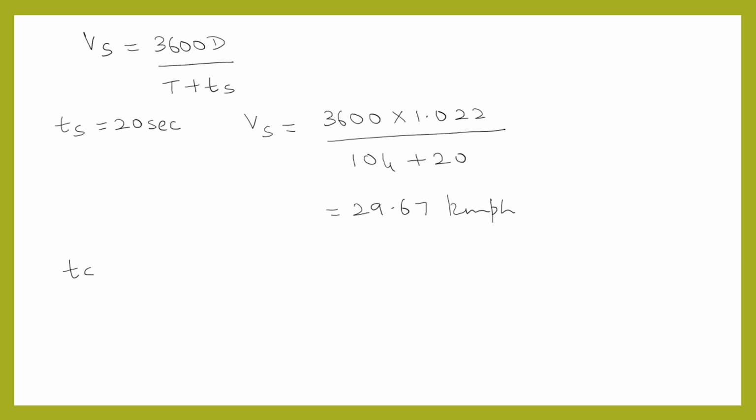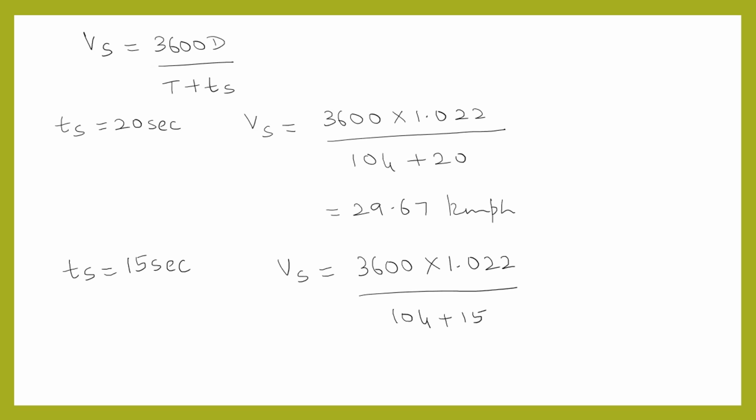Schedule speed for a station stop of 15 seconds is Vs equal to 3600 into 1.022 by (104 plus 15). So we get the schedule speed as 30.917 km per hour. So reducing the station stop has increased the schedule speed.